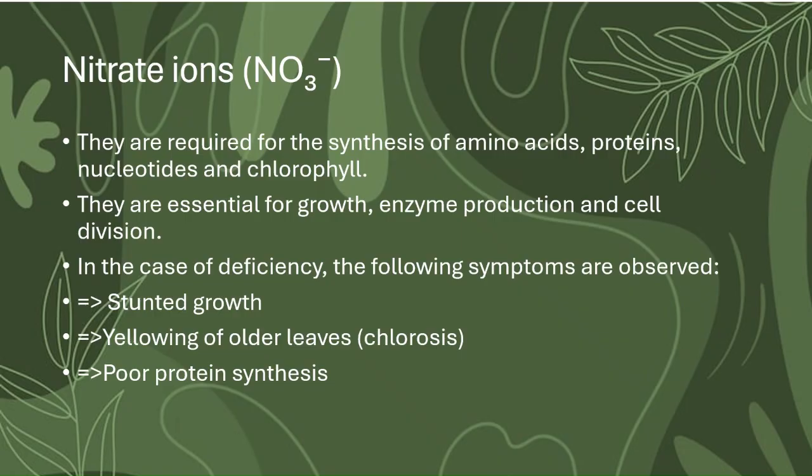In the case of deficiency, the following symptoms are observed. So the symptoms are stunted growth, yellowing of all the leaves, which is known as chlorosis, and poor protein synthesis.